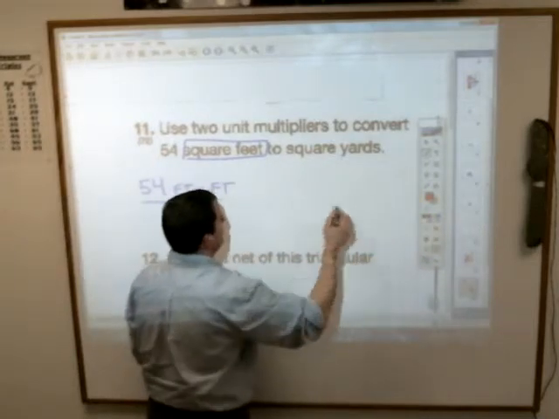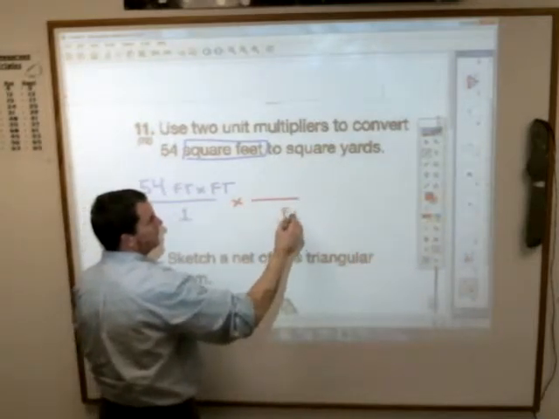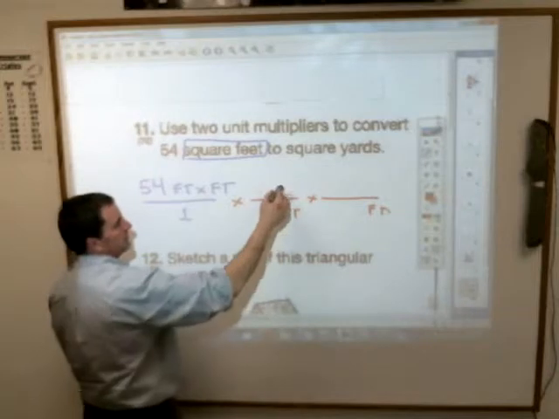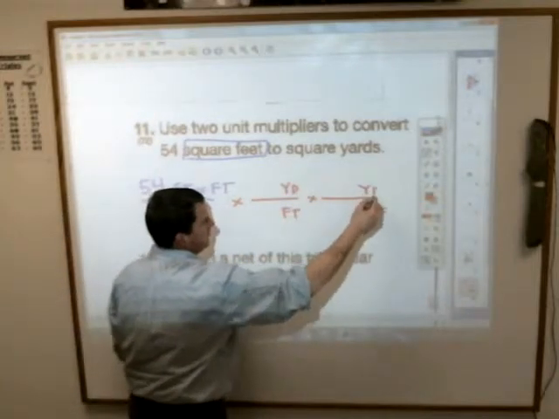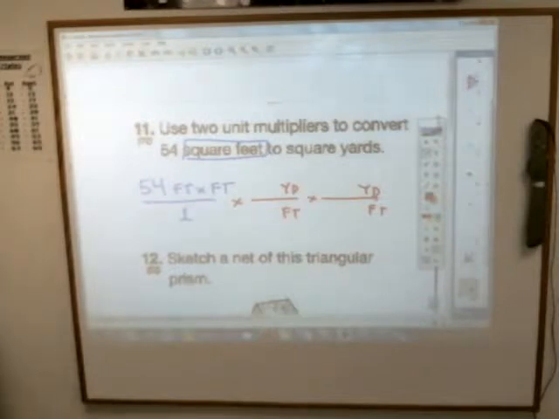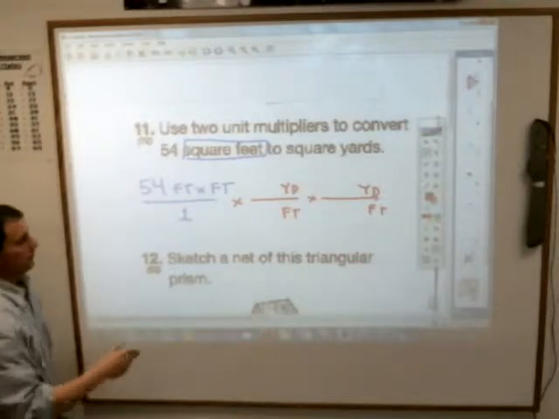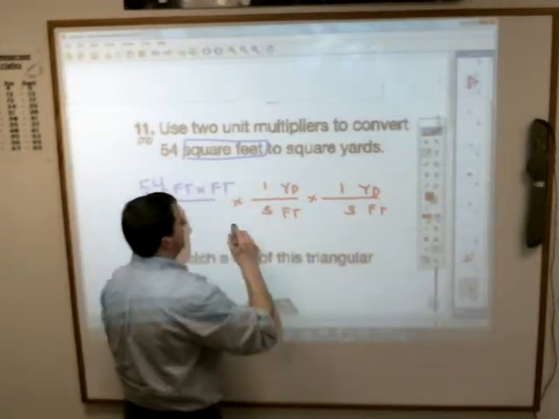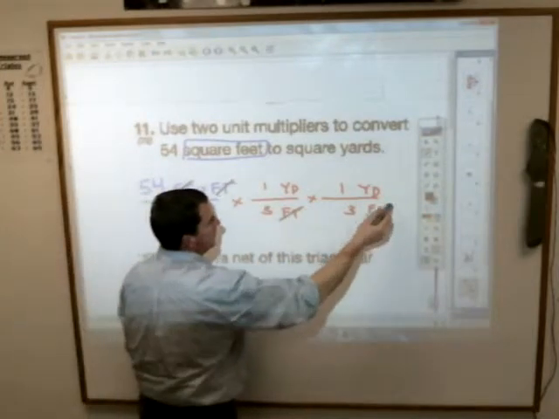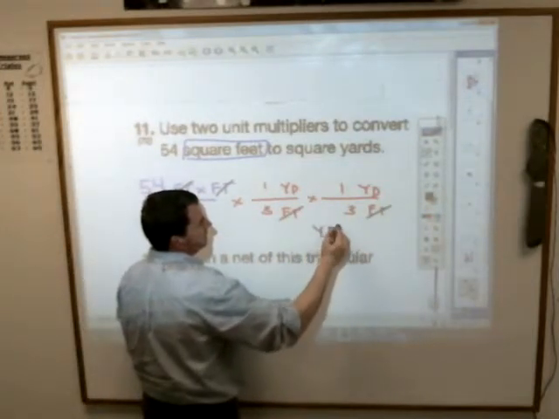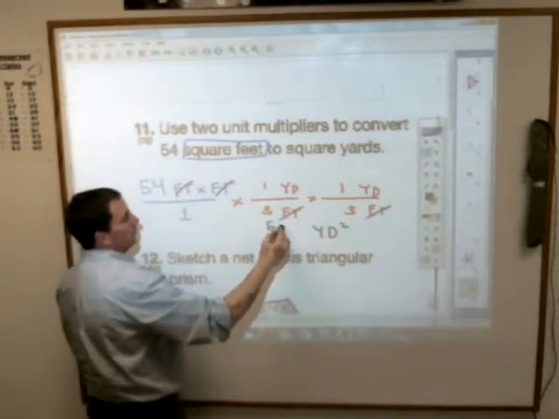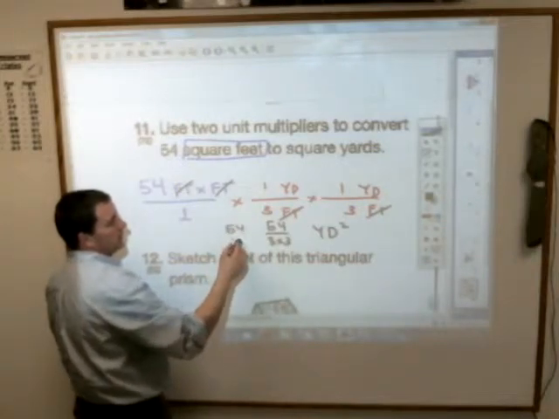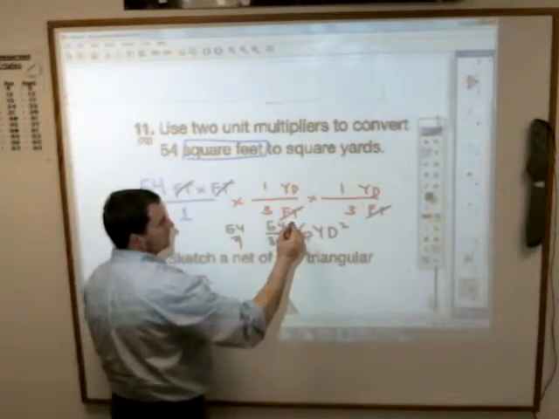And where do those feet have to go when you cross them off? You know that both of them have to go down here because you have to cross off the top with the bottom. And I'm changing it into yards. What's my conversion from feet to yards? There are 3 feet in 1 yard. I do my little crossing out, feet cross off with feet. I'm left with yards squared, which is what I want. My numbers are 54 over 3 times 3. 3 times 3 is 9. So 54 divided by 9 happens to be 6.